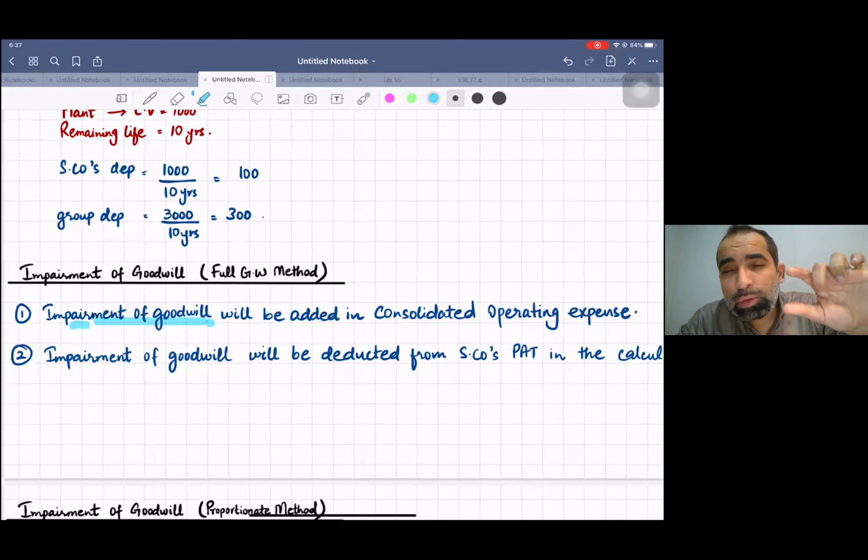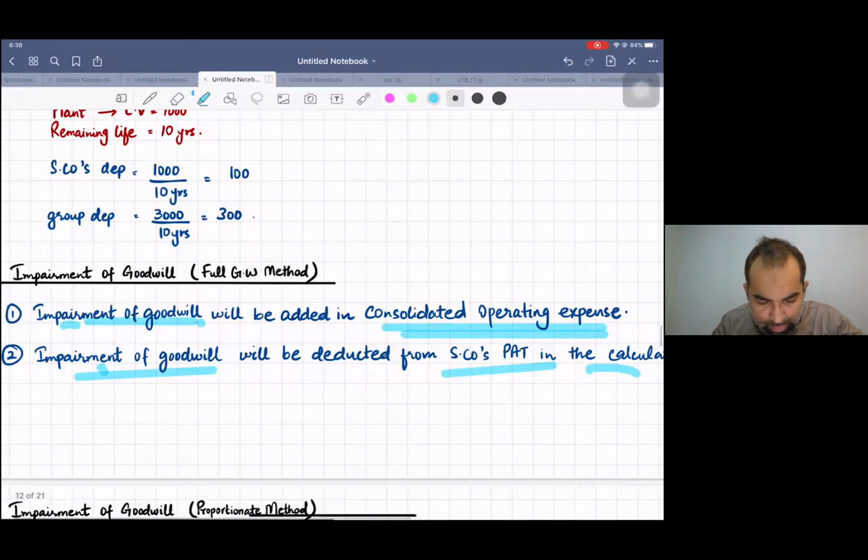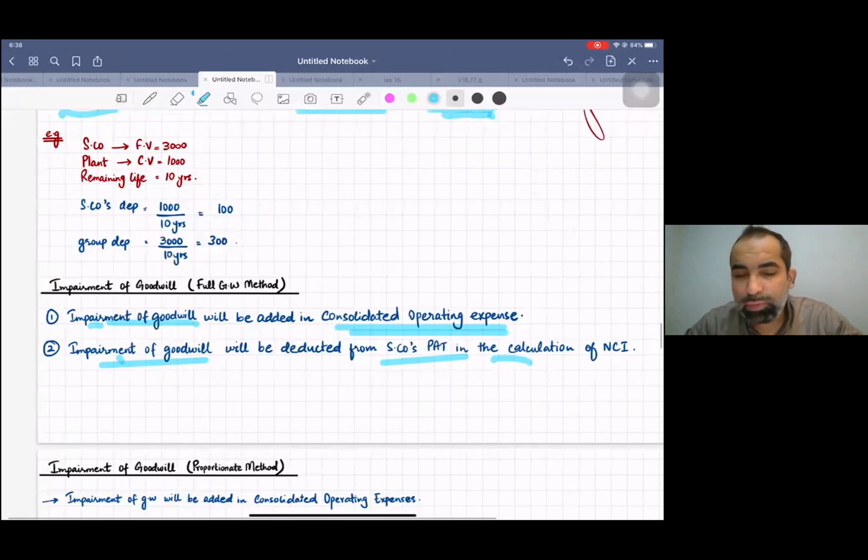I just told you that goodwill belongs to S company. In full goodwill method, goodwill belongs to S company, and S company has not already recorded this expense. So that's why it must be adjusted in NCI as well. See this. This is the treatment of impairment of goodwill.